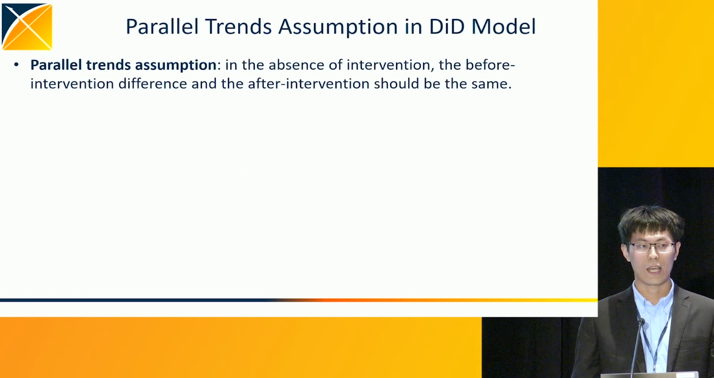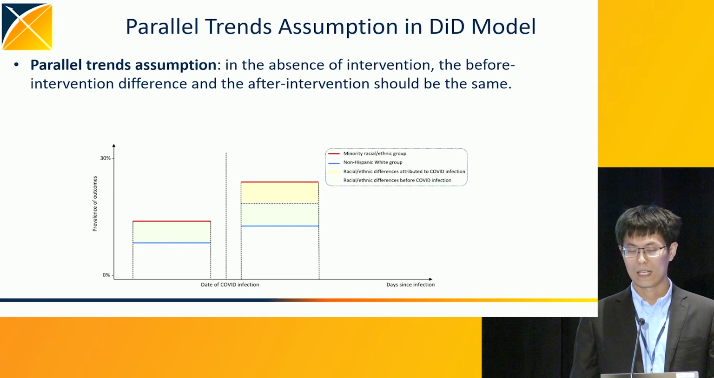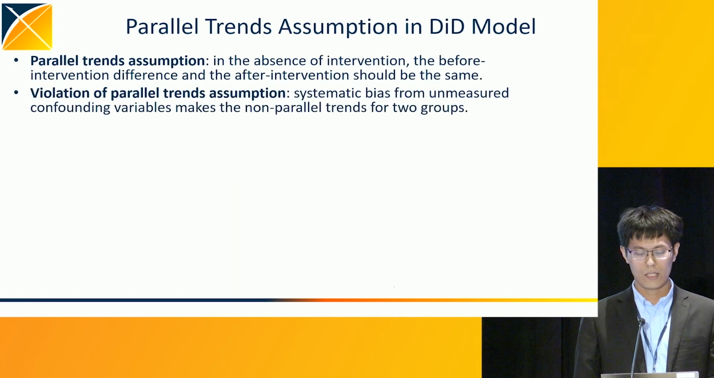However, it has a key assumption, which is named the parallel trends assumption. The parallel trends assumption states that in the absence of the intervention, the before-intervention difference and the after-intervention difference should be the same. And this means that in the plot, the green area before and after is equal to the counterfactual outcome differences. However, in reality, this may not be satisfied, because of the systematic bias from unmeasured confounding variables.